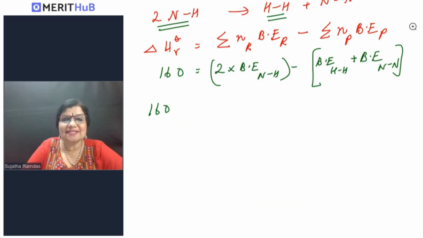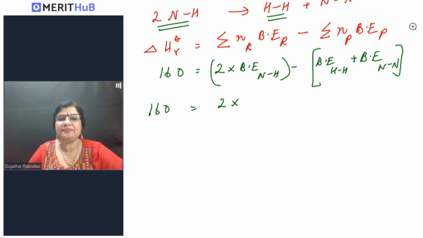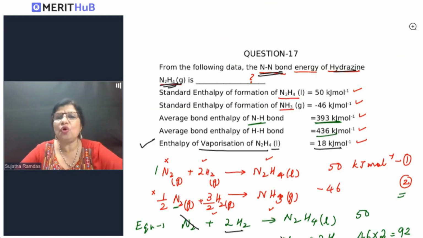Now let's substitute the values. This is 160 equal to 2 into. So what is the value given for the NH bond? 393, right? So 2 into 393 minus the bond energy for the HH bond is 436.